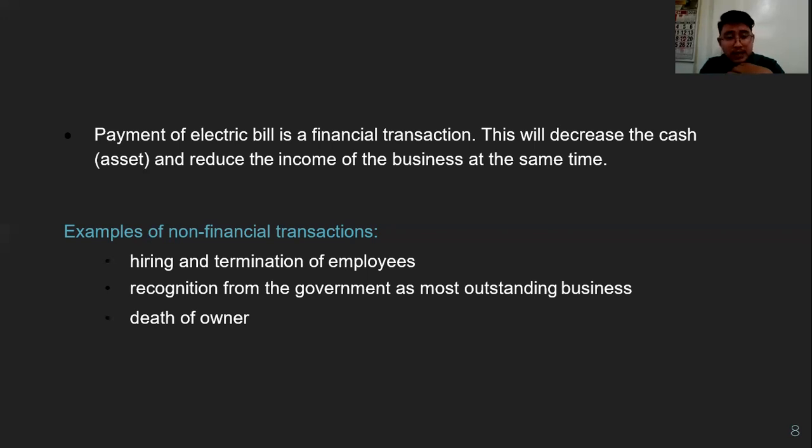Another example is recognition from the government as most outstanding business. As you can see, it is not connected to financial transaction and also the debt of owner. Wala ring clear details about the debt of owners.